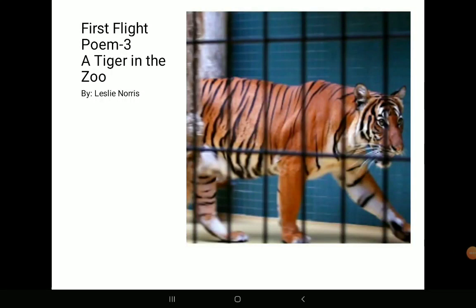Good morning students. Today we are going to take the third poem in our book First Flight. The title of the poem is A Tiger in the Zoo. It is written by Leslie Norris.